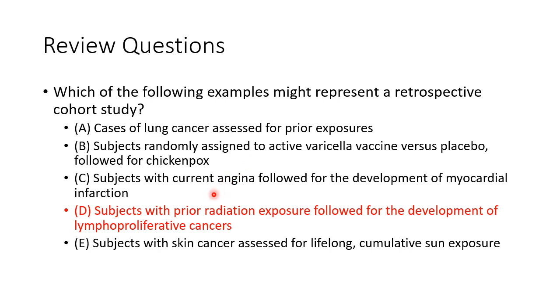In something like subjects with current angina followed for the development of myocardial infarction, that's a prospective cohort study, right? Because again, they have current angina, and we're following them for the development of MI. However, with this one here, D, we're starting with patients who had prior radiation exposure, so in the past, and then we look kind of forward in time, not looking in the future. We're looking forward in time to see if they developed any of these cancers there. So that's what we call a retrospective cohort study in those cases there.